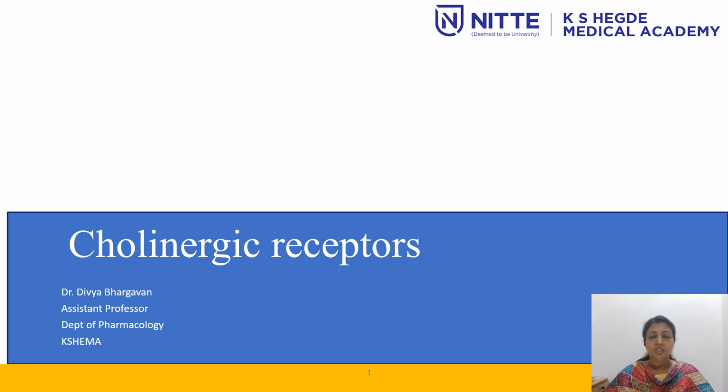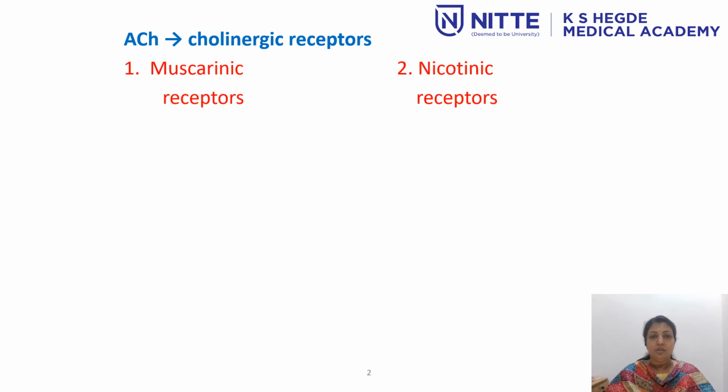Welcome, students, to the section on cholinergic receptors. So, acetylcholine, after this, it is released into the synaptic cleft, it acts on the cholinergic receptors. So, what are cholinergic receptors? We have muscarinic receptors and nicotinic receptors. These are the cholinergic receptors.